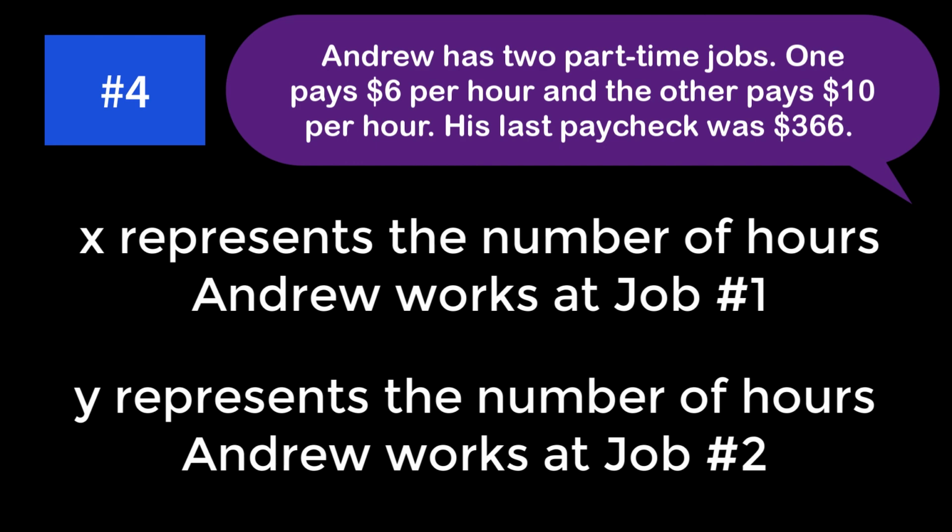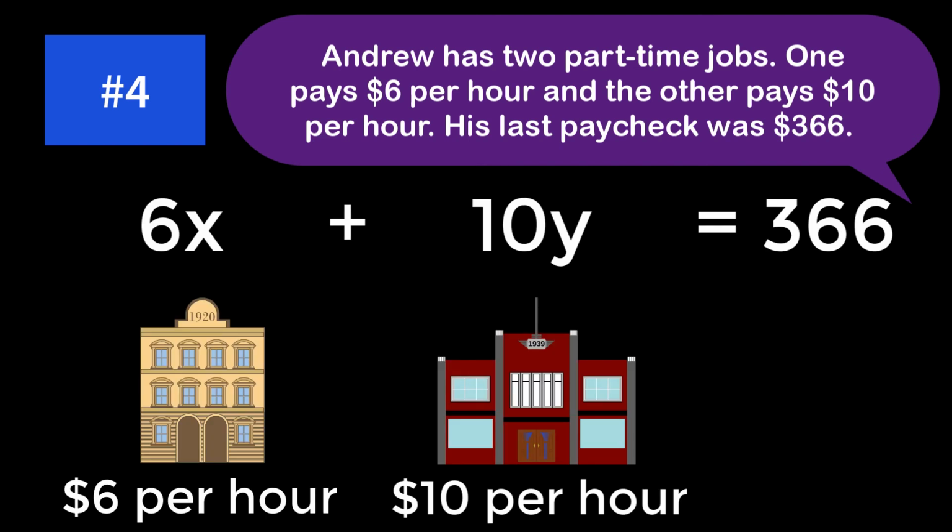Pause this video now, get caught up on number 3, and then try number 4 on your own. Afterwards, click play to review your answers. In number 4, X represents the number of hours that Andrew works at job number 1, and Y represents the number of hours that Andrew works at job number 2. The equation for number 4 is 6x plus 10y equals 366.